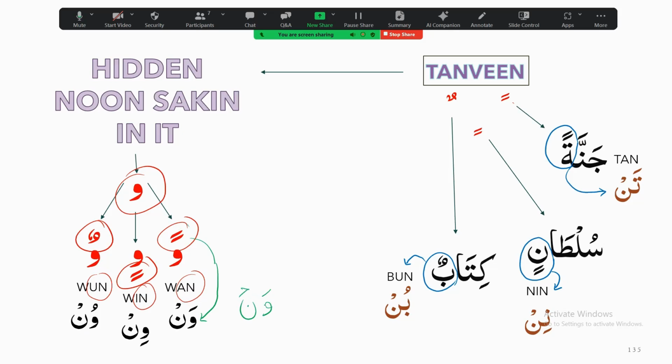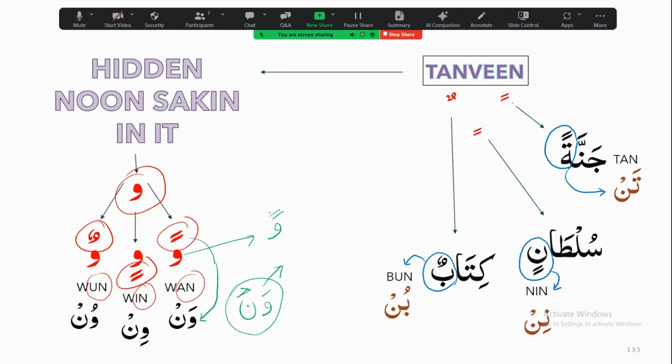Waw with a fatha and a noon sakin, how will you articulate this? Just see this for a moment. Waw with a fatha makes a "wa" sound. And if you attach a noon sakin to it, it will make the sound "wan". Waw, fatha, noon sakin: "wan". So that is the same sound which this letter has. So the sound is the same, so that is why you can write this like this as well.